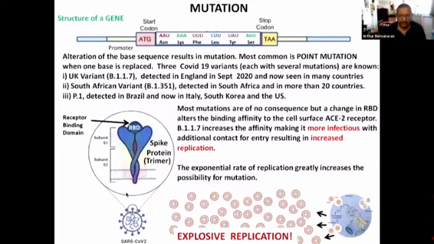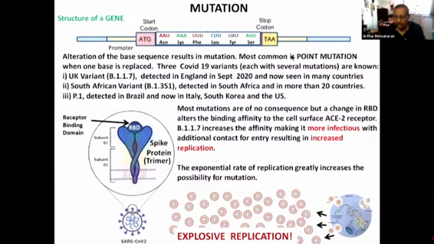Now, if you take the spike protein itself, it consists of three proteins forming a trimer. And in this trimer, right at the tip, there is a region called the receptor binding domain, RBD. This is the one that sticks to the ACE2 receptor of the human being to enter inside. And in this receptor binding domain, if there is a change in one of these amino acids, then you'll have a modified one, it's a mutant.